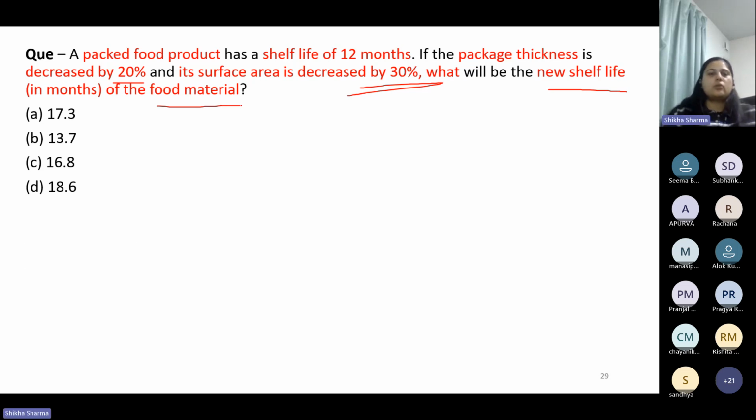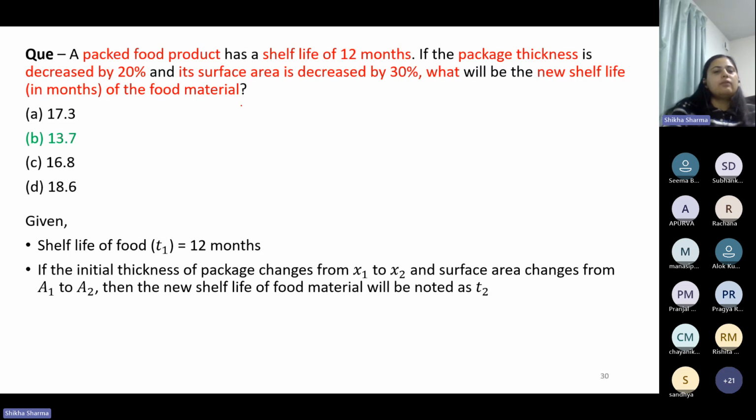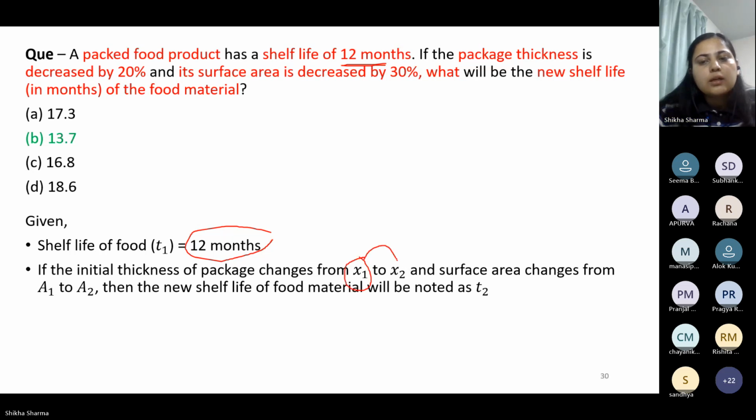So let's solve this question. The shelf life of the food is given as 12 months. Now we are changing the packaging material. So the initial thickness we consider x1, and we are decreasing it to x2, the second thickness. Surface area is changing from A1 to A2. So the new shelf life of the product will be T2 months.